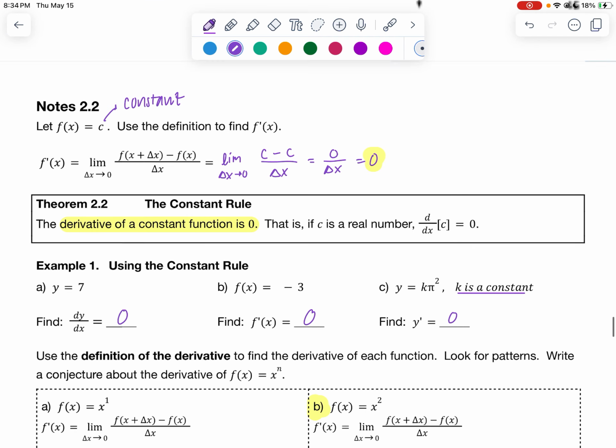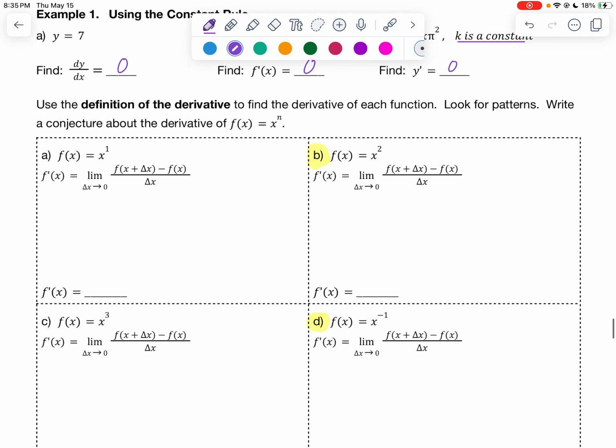Okay, so that is just a rule of thumb: whenever you have a function that is just a constant, just a number, the derivative is always 0. It's then asking us, and again, this is what we've been dealing with, to use the definition of derivative to find the derivative of each function. And you are going to go ahead and look for patterns. I know some of us have already discovered this pattern, but let's go ahead and work through it.